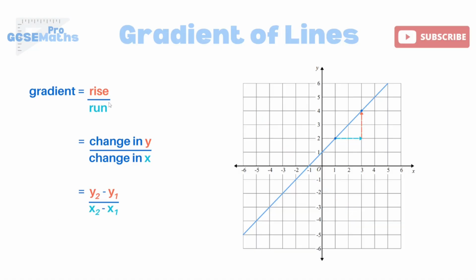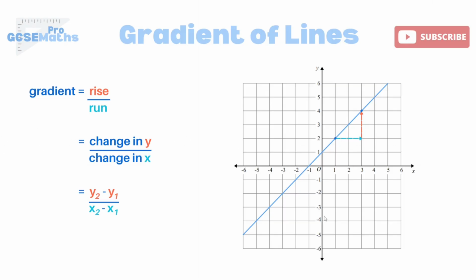So the most basic way to memorize it is rise over run. How much it goes up by, the rise, divided by how much it goes along by, which is the run. In other words, that is working out the change in y divided by the change in x. The key thing here is to remember that it's y over x, so the change in y over the change in x. You can see I've drawn it here.